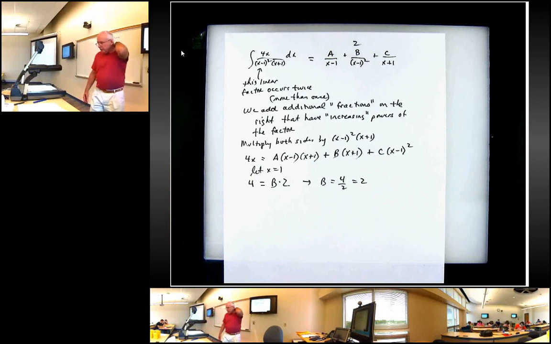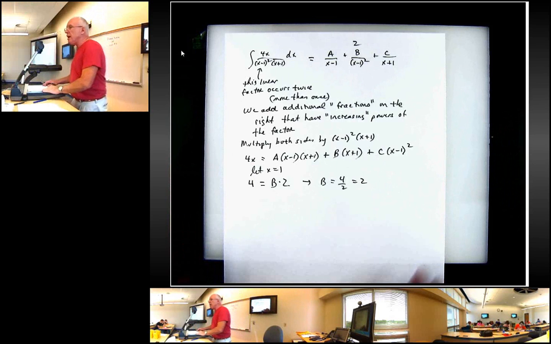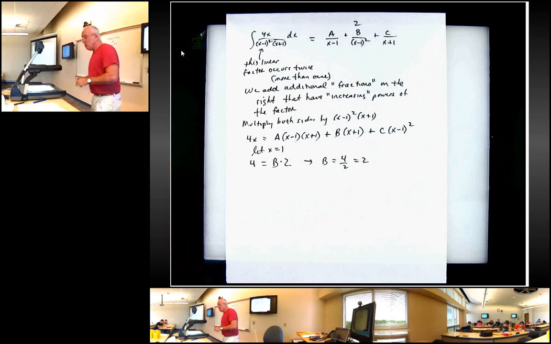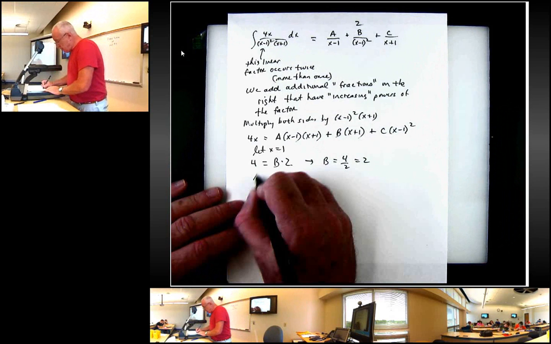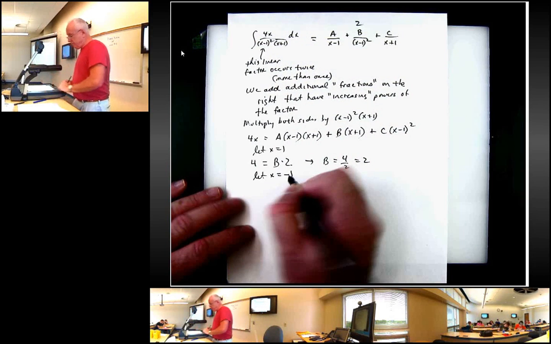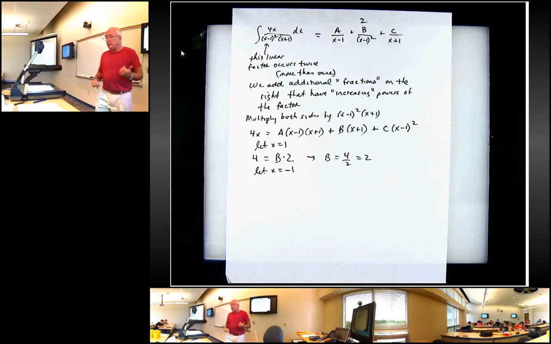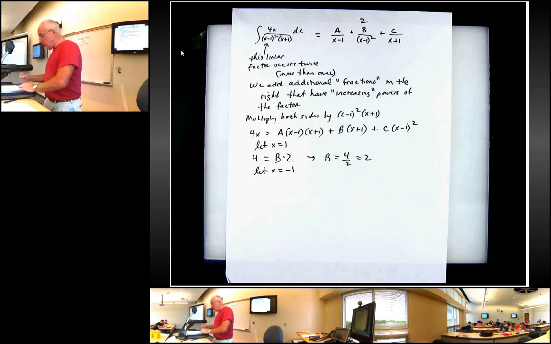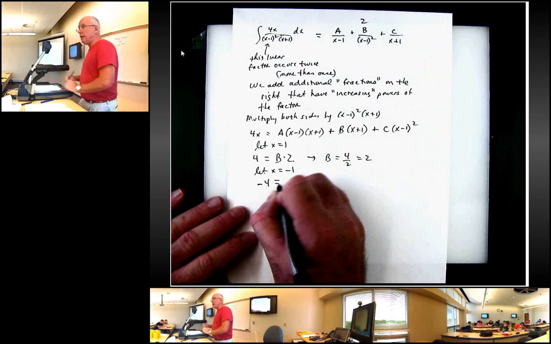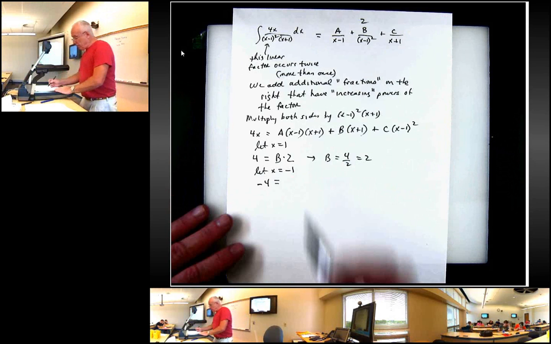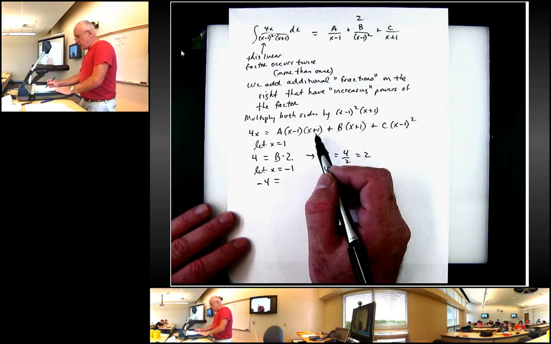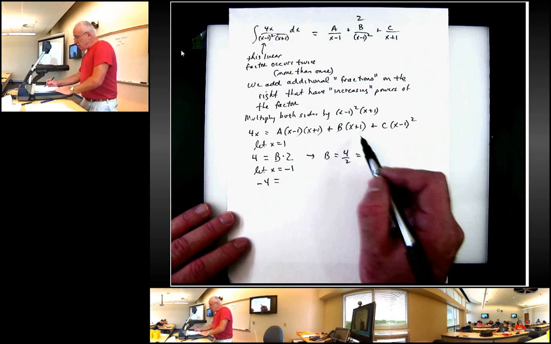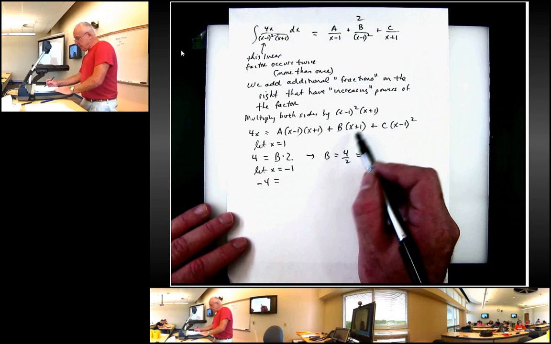And we're going to have another hopefully obvious value for x that we can use. What would be another value for x that'll zero things out? Negative 1. So let x equal negative 1. Now on the left-hand side, that's going to be 4 times minus 1, so that's a negative 4 on the left. Okay, with negative 1, my first term will zero out because I have x plus 1. With negative 1, my second term zeroes out again.